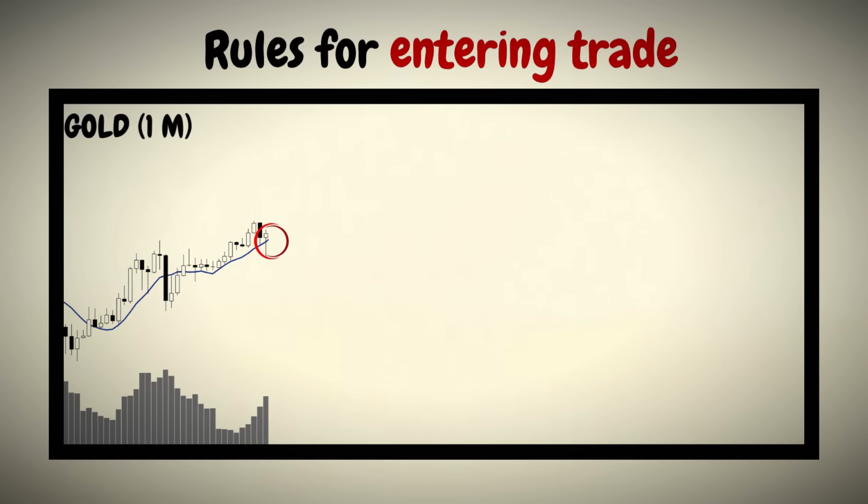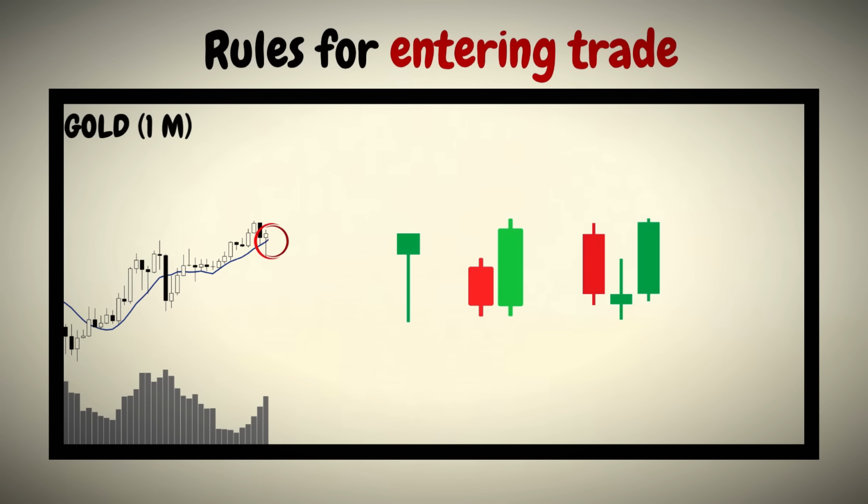Alright, so what kind of entry candle should we look for? It can be a hammer candle. You can also enter on a bullish engulfing candle, a morning star pattern, or any strong rejection candle. All of these can be valid entry signals.